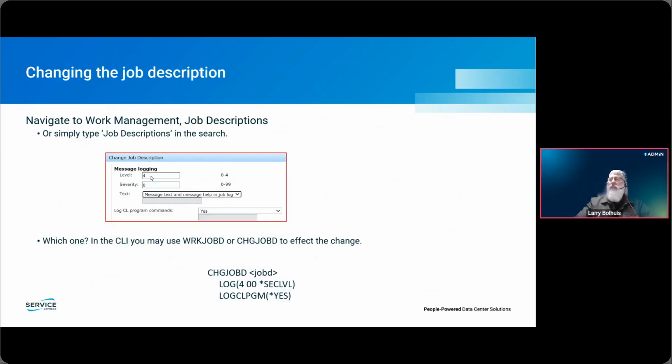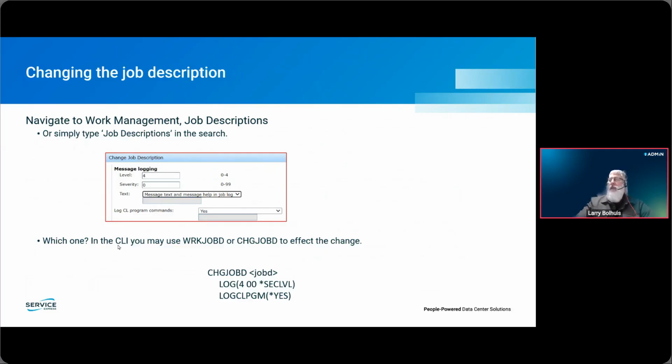Then you right click on it, right? And here you can see that we're changing a job description. The level we're setting to 4, the severity we're putting at 0. And then here, instead of those asterisk things, right, one of the beauties of the web interface is they can put actual text behind that. And it says, I would like to see the message text and the message help in the job log. So that's your *SECLVL. Okay, so that's what you're getting when you do that. And then log CL programs is right below there. And I hit the drop down and said, yes, I would like that.